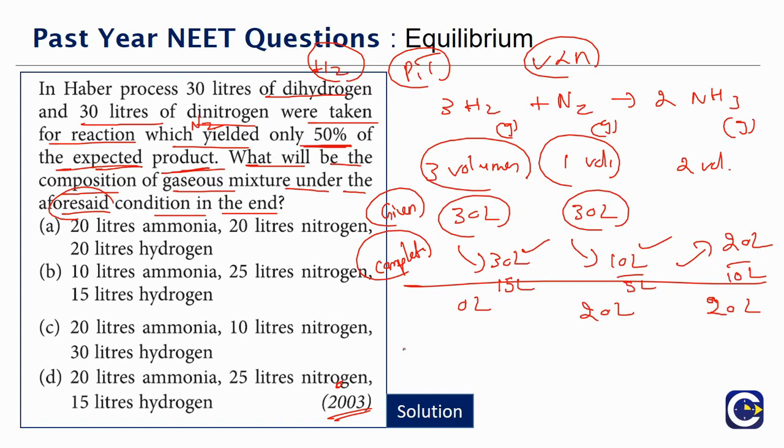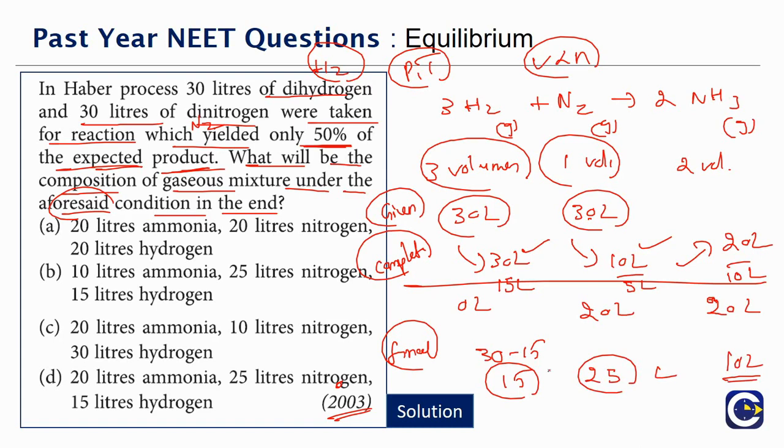So as a result of it, what are the final volumes remaining? Only 15 is consumed, so we'll have 30 minus 15, which is equal to 15. Here 30 is there, only 5 is consumed, means we'll have 30 minus 5, 25. And here we are going to be forming 10. So what is the final composition? We'll have 15 liters of hydrogen, 10 liters of ammonia and 25 liters of nitrogen.